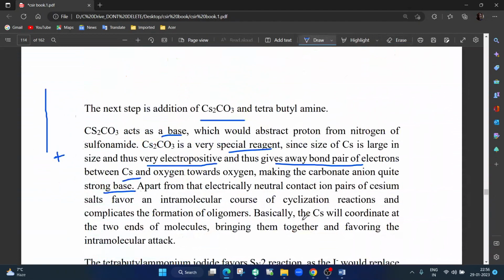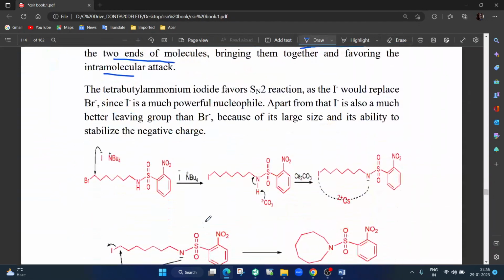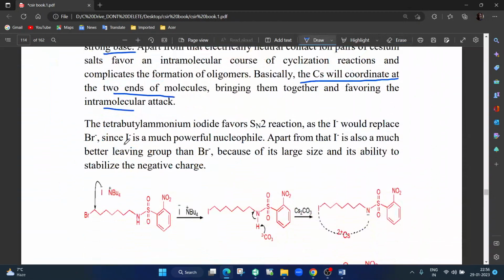Apart from that, what is very important is that cesium coordinates at the two ends of the molecule, and thus it favors the intramolecular attack. Again, what does I minus do? When Br is there, it may not be very favorable for the SN2 reaction if something else has to come and attack. The nucleophile is not very powerful. If the nucleophile is very powerful, then Br minus is a good leaving group and the SN2 reaction will be very favorable. But imagine this nucleophile is weak, then what do we do?